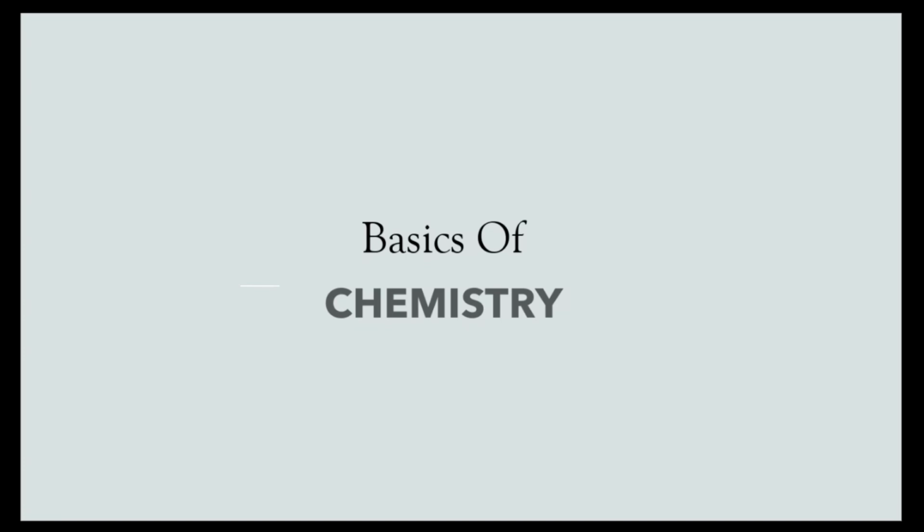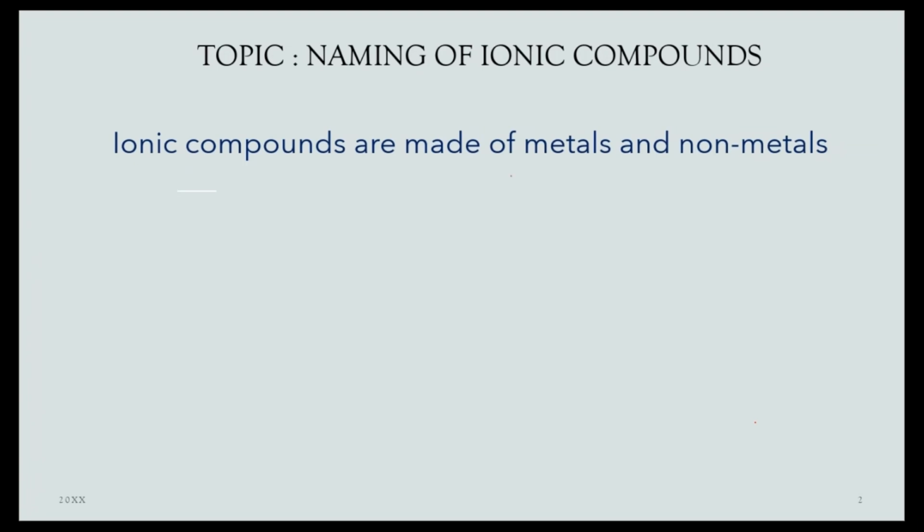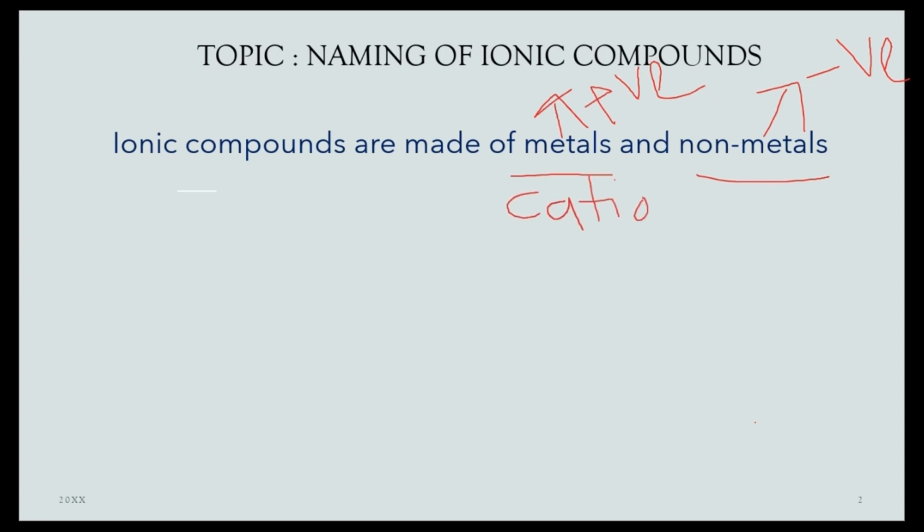This is part 6 of learning the basics of chemistry, and our topic for today is naming of ionic compounds. Compounds are made of metals and nonmetals. The metals are positively charged and nonmetals are negatively charged. The positively charged metals are called cations and the negatively charged nonmetals are called anions.